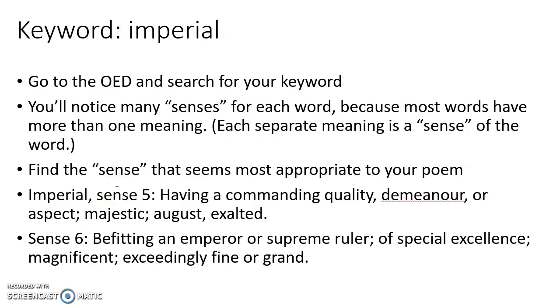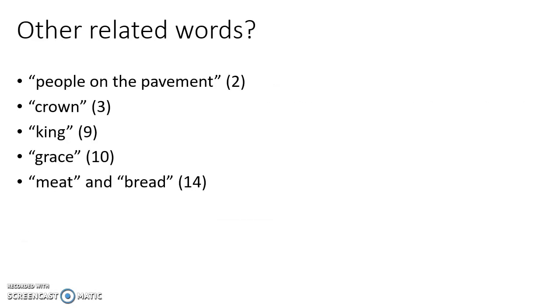A commanding quality, demeanor, august, exalted, majestic. Our word august comes from Caesar Augustus, right? So if you say august, in an adjective, it means someone that's really respected. Or sense 6, befitting an emperor or supreme ruler, of special excellence, etc. So I get the sense that when the poem says that Richard Cory is imperially slim, it's doing something with the social difference between the people in the pavement and Richard Cory.